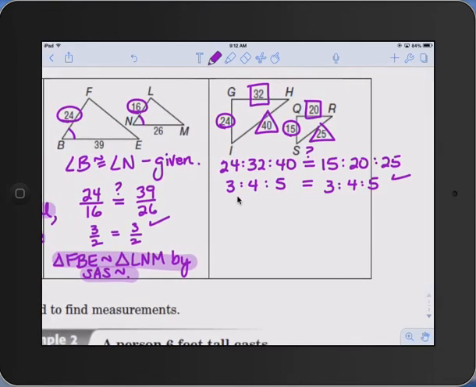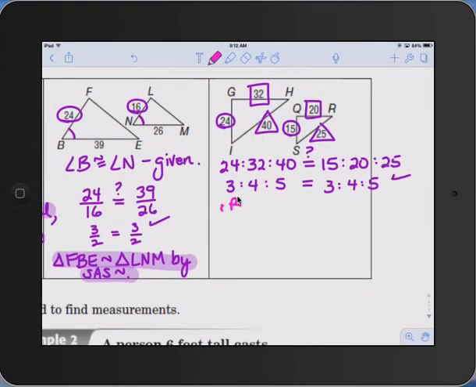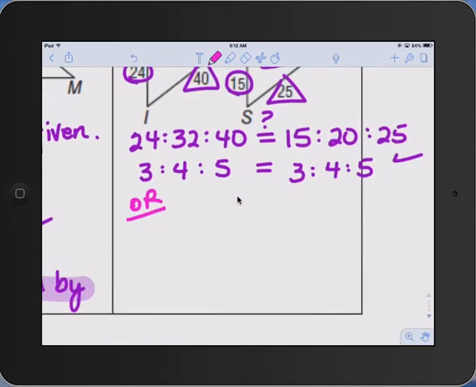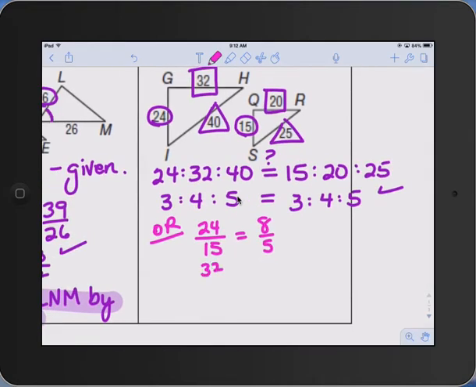Now you can also compare short side, this is another option, this is OR. You could do 24 to 15. What does that reduce to? Well, take out a 3, 8/5. 32 to 20. What does that reduce to? That is, take out a 4 is 8/5. And 40 to 25. Take out a 5, 8/5. Since these are all the same, that makes the sides proportional.